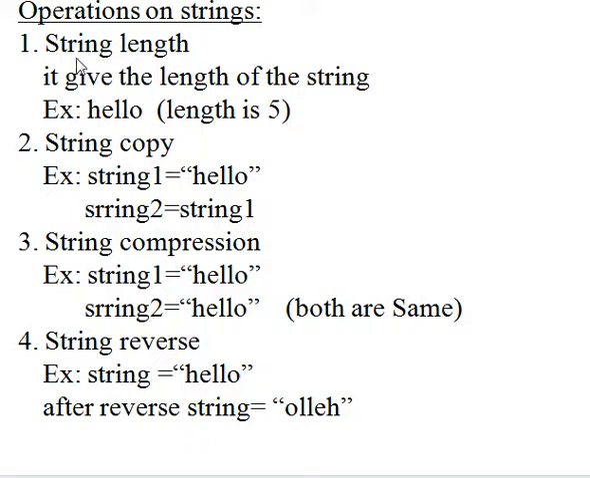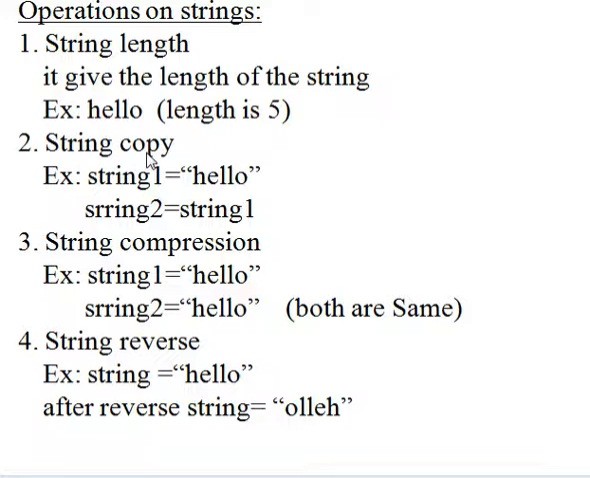In the string length operation, first we have to read one string and store it in one array, and then we have to calculate how many characters are in the string. The total number of characters in the string is called string length. By using this operation we are calculating the number of characters in a string. For example, if the string is hello, the string length is 5 because it has 5 characters.